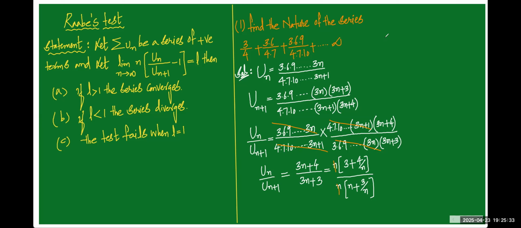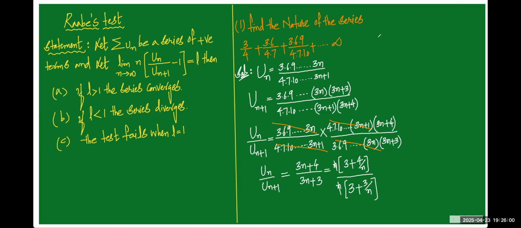Sir, if we are taking n common, it means dividing with n, so 3 plus 3 by n, no, sir? Yes, sorry, that's a writing mistake. 3 plus 3 by n. Now n and n cancel.